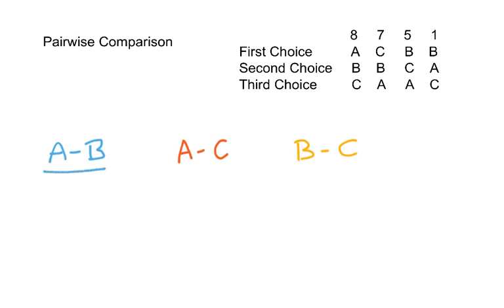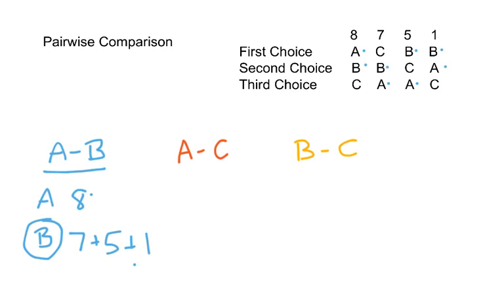So when we look at A against B, we're going to see how many people prefer A to B. C is irrelevant in this one. We're just looking at who prefers A over B. If we look at our first column, we can see that these 8 people prefer A over B. In the next column, these 7 prefer B over A. So B gets those 7 voters. Then in the 5 voter column, B is preferred over A by those 5. And then finally, B is also preferred over A by that 1. So here we can see that 8 people prefer A, 13 people prefer B, so B is the winner of that comparison.